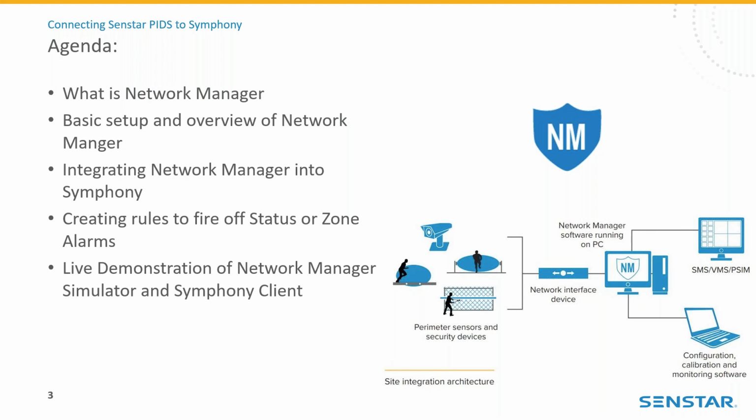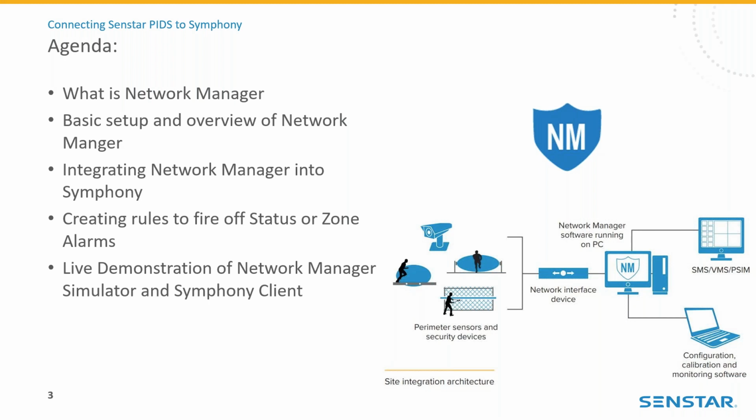We'll also show you the integration of Network Manager into Symphony. So this would be once Network Manager is configured on that end, how we have to configure Symphony through server configuration to receive the data coming from Network Manager. We'll create a rule. This allows us to fire off status or zone alarms. So the side on Symphony that will allow us to generate activity and visual awareness for the operators.